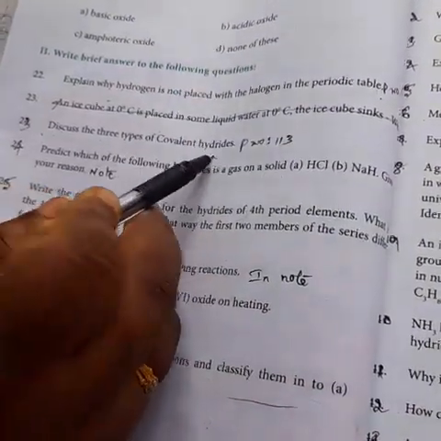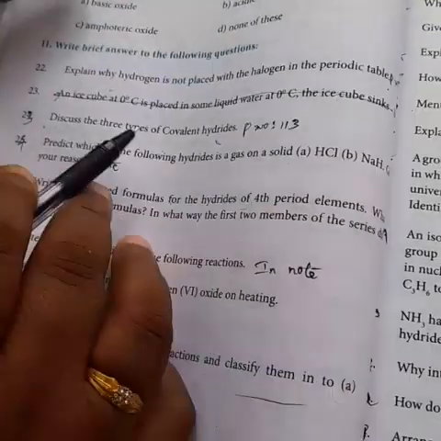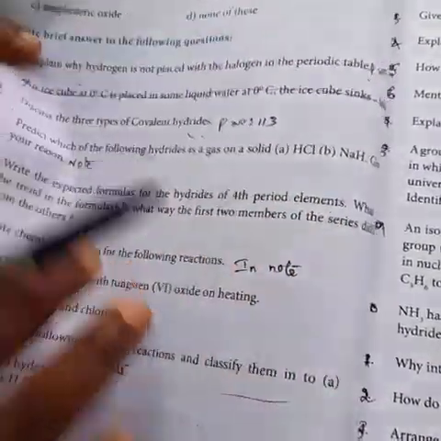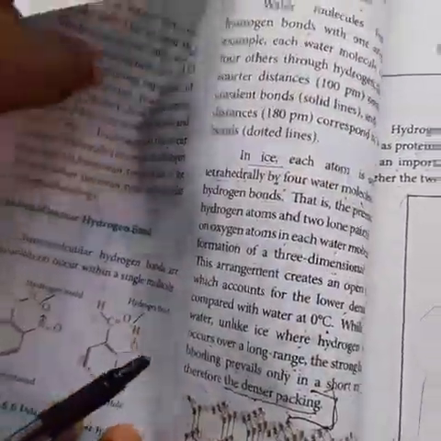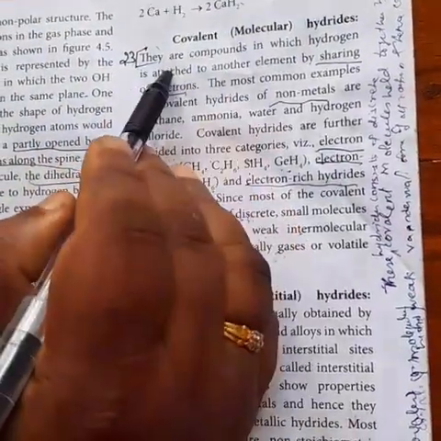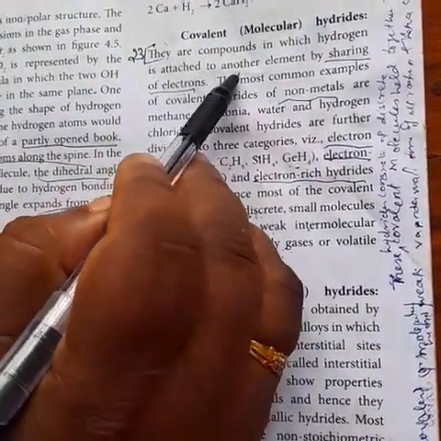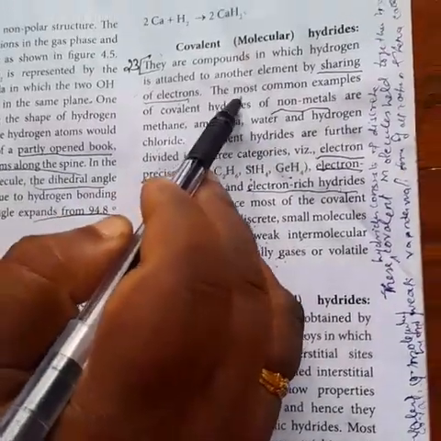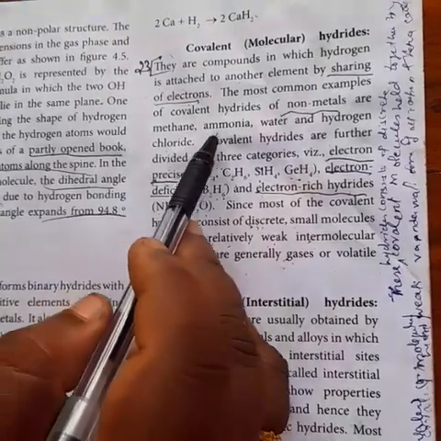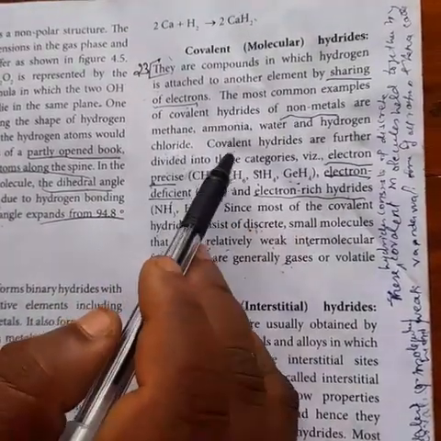Question number 23: discuss the 3 types of covalent hydride. That is page number 113. Take the right side of the page, the covalent hydrides. They are compounds in which hydrogen is attached to another element by sharing of electrons. The most common examples of covalent hydrides of nonmetals are methane, ammonia, water, and hydrogen chloride.